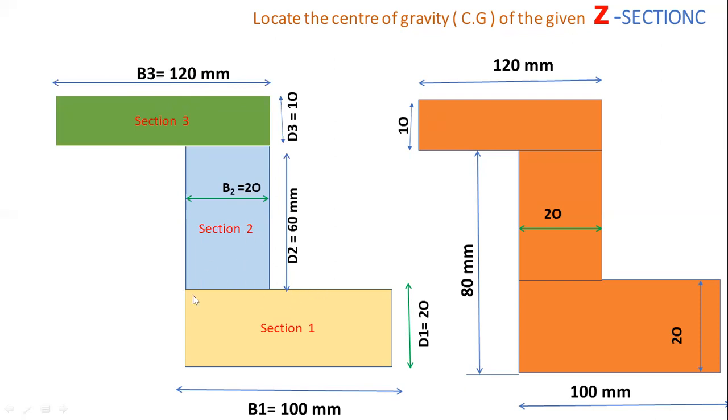For locating the individual centroids, you have to consider a reference x-axis and reference y-axis. Now this intersecting point is the origin. Now you have to locate the individual centroids based upon the origin.